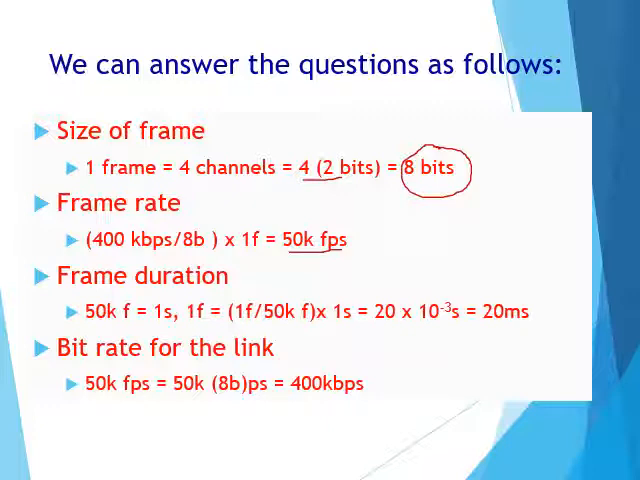Why 50k? Hang on a minute. It is 100 kilobits per second, and the bit rate is 100 kbps. So I think it is easy to calculate like this. 100k, and each time slot consists of 2 bits. So you just divide by 2, equal to 50k.